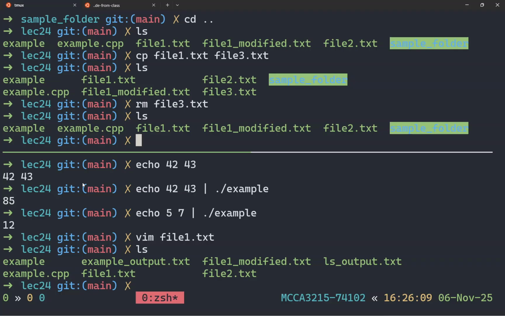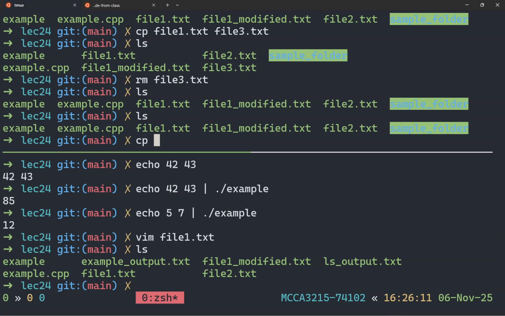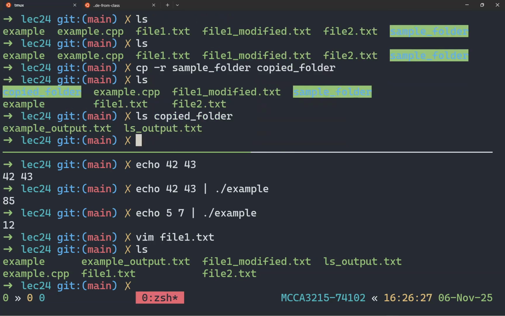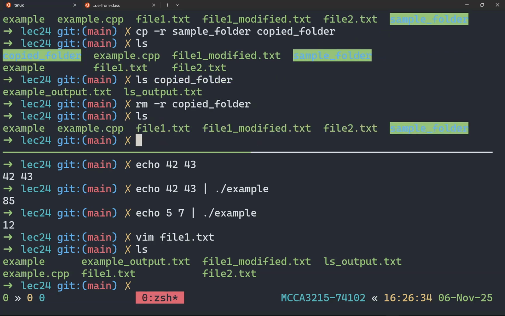That gets rid of everybody. So let me copy the sample folder. To copy a folder, you say cp -r for recursive copy. Copy that folder and everything inside of it, please. I'll just call it copied folder. So there it is. I got a copied folder now. It's got the same stuff inside of it as sample folder. If I don't want it, I can say rm -r copied folder. Now it's gone with all of its contents.